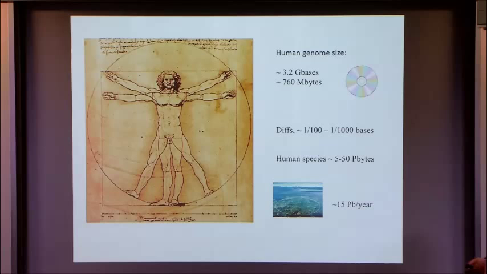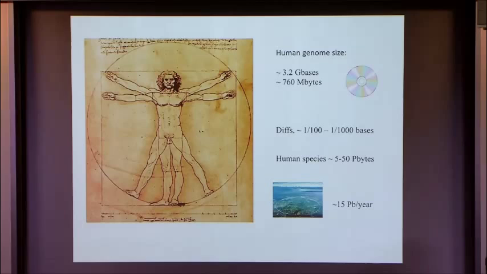And there aren't that many differences between our genomes. So if I want to store the genome of the entire human species, everyone in the world, I can probably do that in order of 10 petabytes, right? It's not a huge amount of data. CERN generates 15 petabytes of data a year, right? So there's not that much information there.